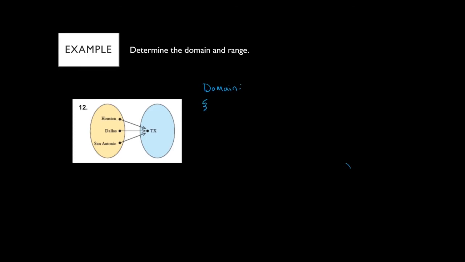So our domain is the set of the inputs, and the inputs are on the left, and the arrow is going to the output. So you can see that where the arrow is going, that's your output value. So our input is going to be these cities. So we've got Houston, Dallas, and San Antonio.